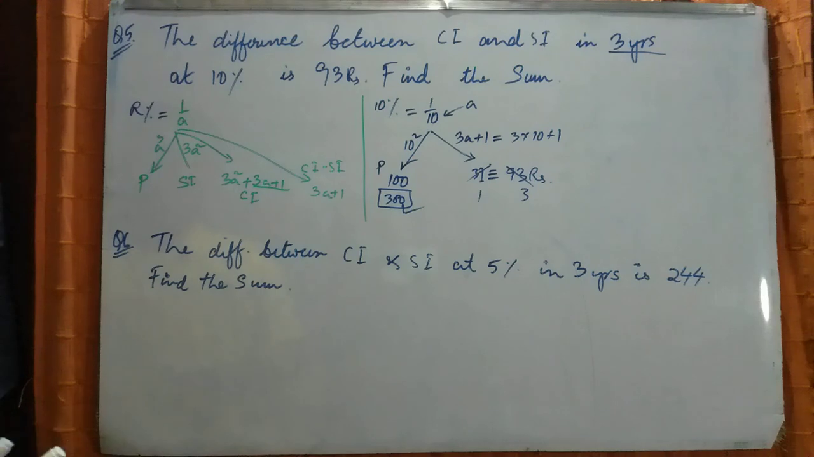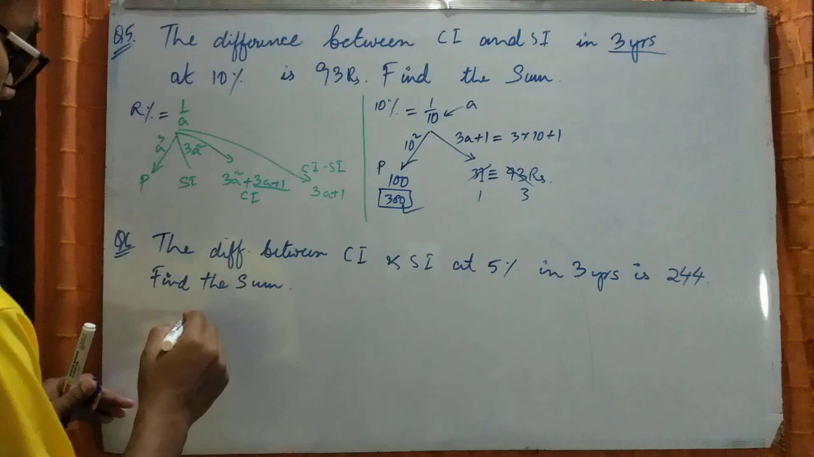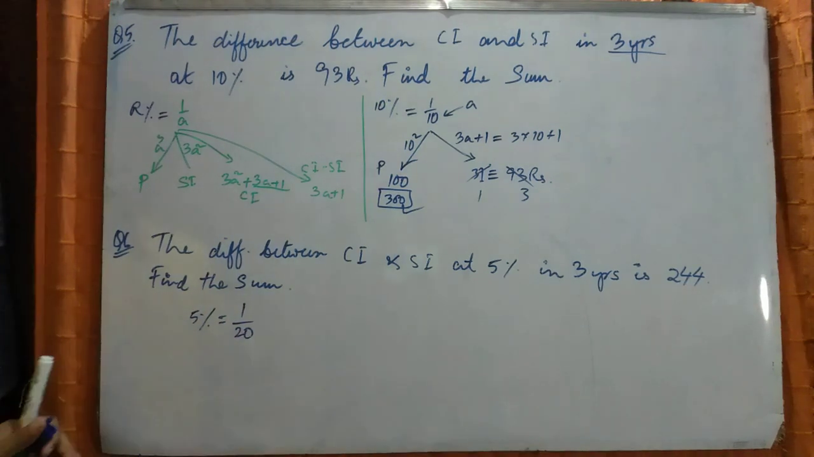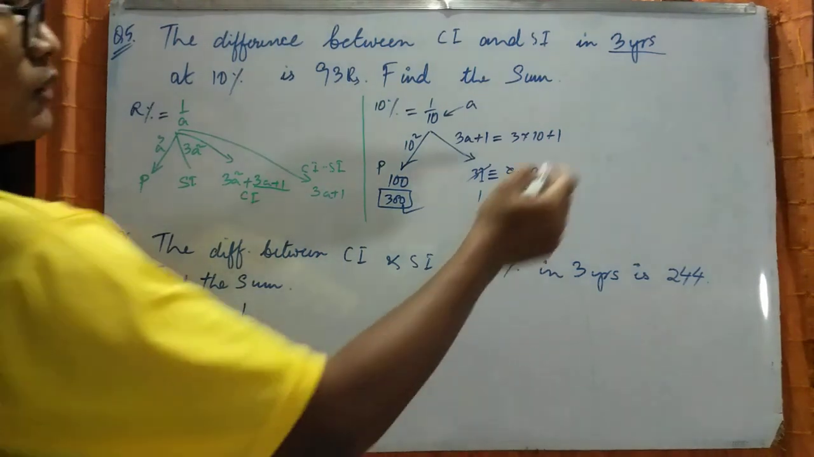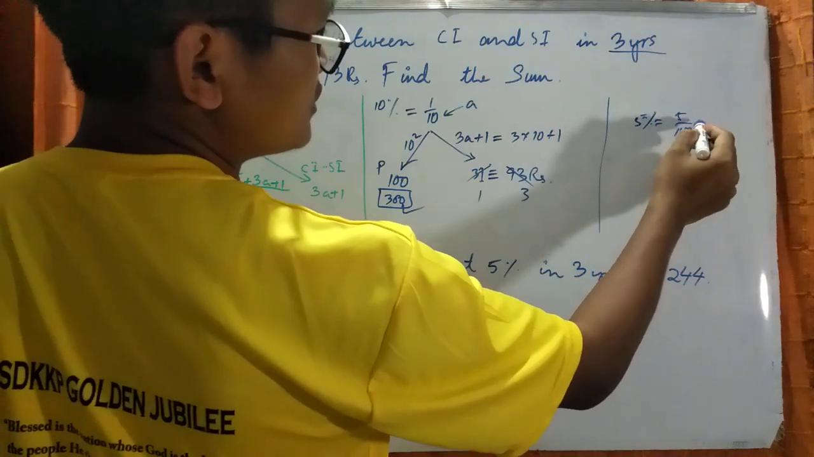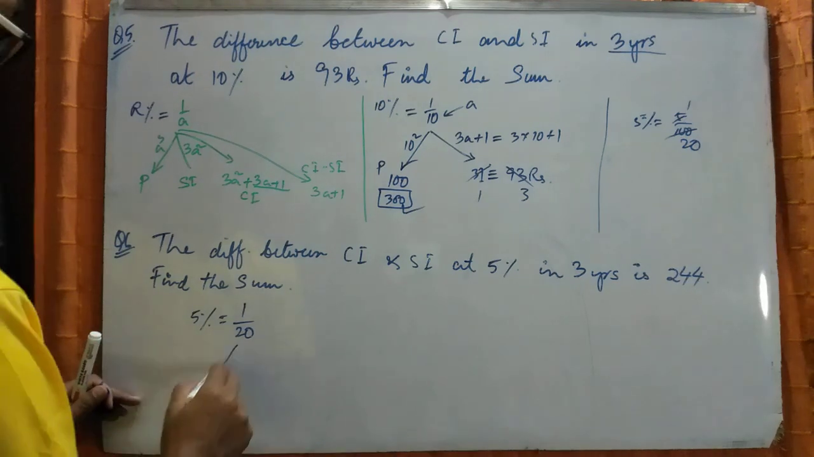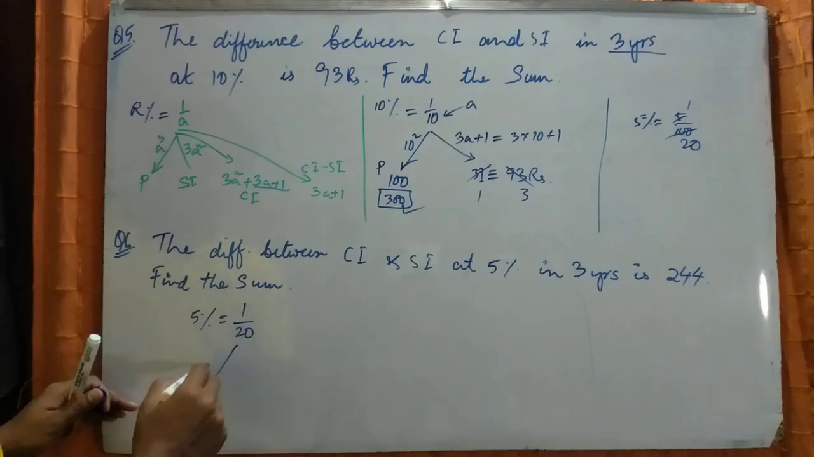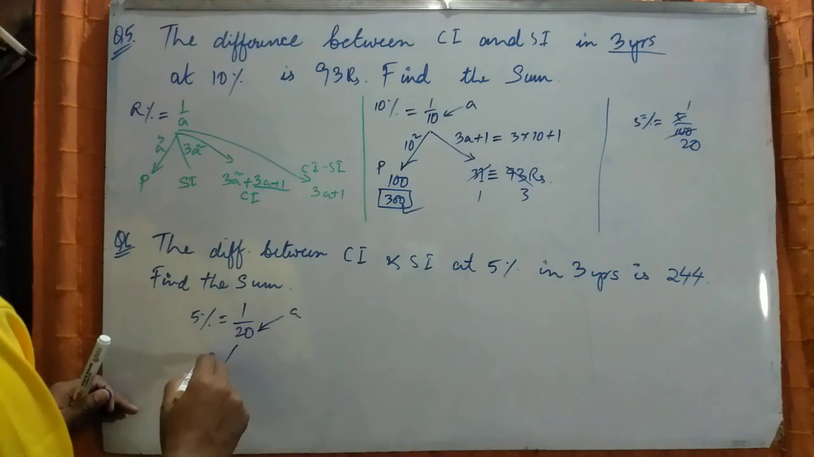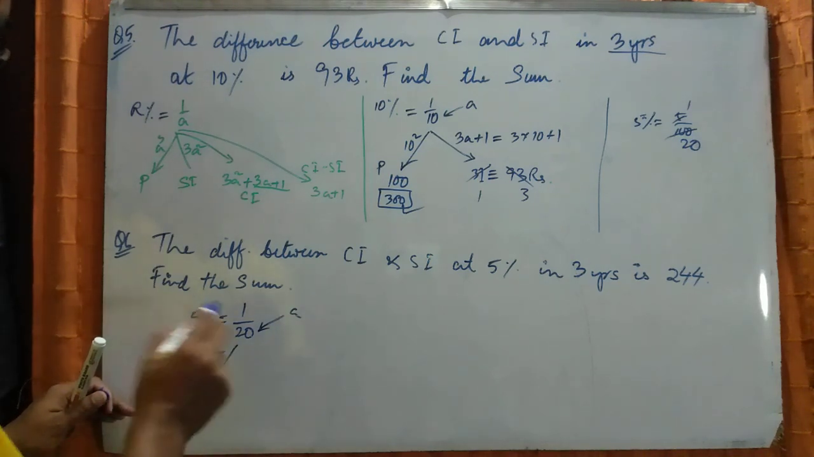Now let us take another formula. Take the rate as 5%. 5% equal to 5 by 100, which is 1 by 20. So a is 20. The principal is a square, that is 20 square, which is 400.